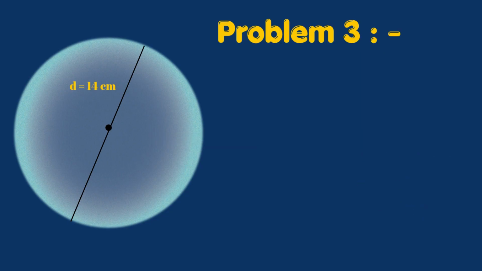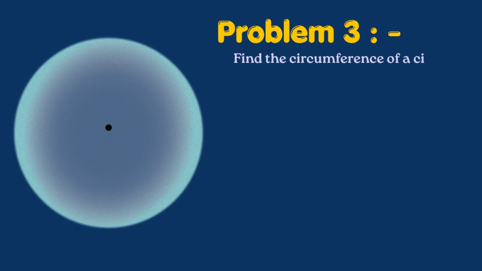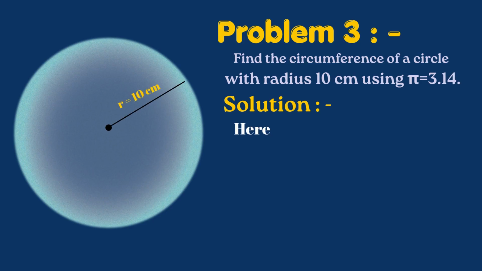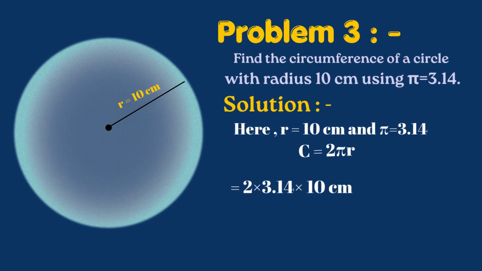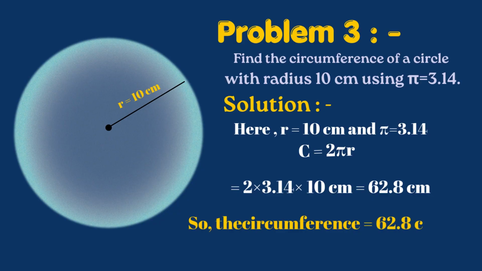Let us try a problem where we need to use pi equals 3.14. Find the circumference of a circle with radius 10 cm. Use pi equals 3.14. Here given a radius r equals 10 cm and pi equals 3.14. We use the formula c equals 2 pi r and substituting, c equals 2 into 3.14 into 10. Simplifying it, we get c equals 6.28 into 10, that equals 62.8 centimeters. So the circumference is 62.8 centimeters.